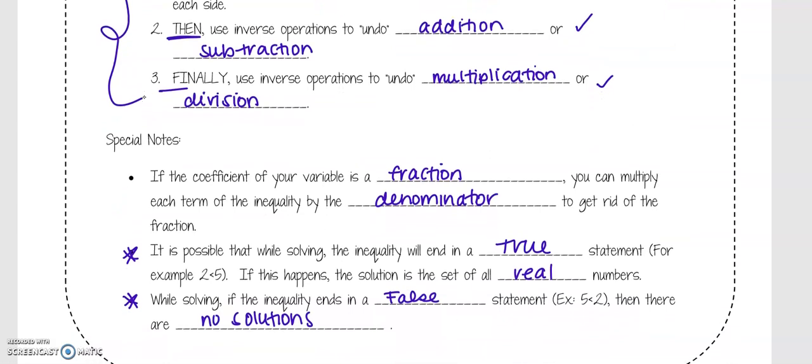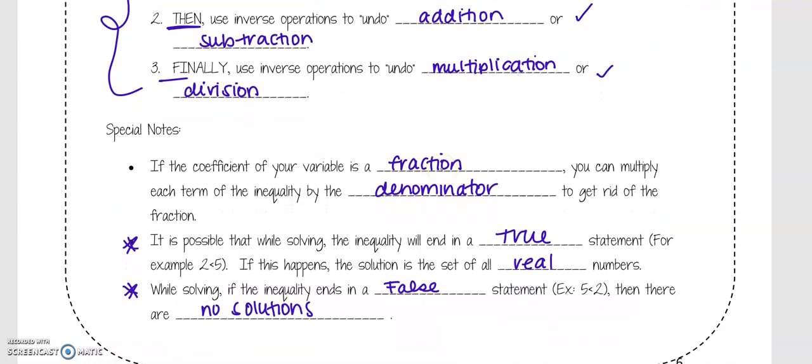Some things to note: if we see a fraction, how we get rid of the fraction is by multiplying the inequality by the denominator. Again, we kind of did this in the last section. If we saw a fraction, we would get rid of this fraction by multiplying both sides by that denominator. So this is very familiar. Okay, these two are new.